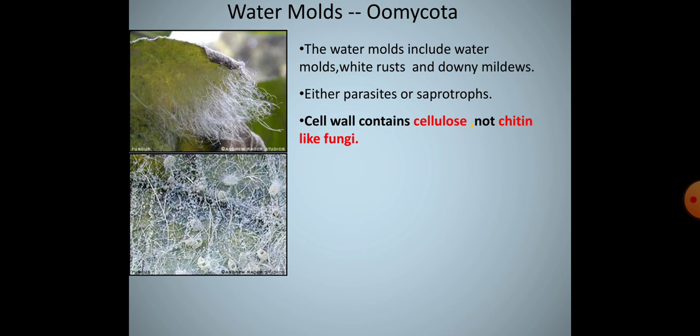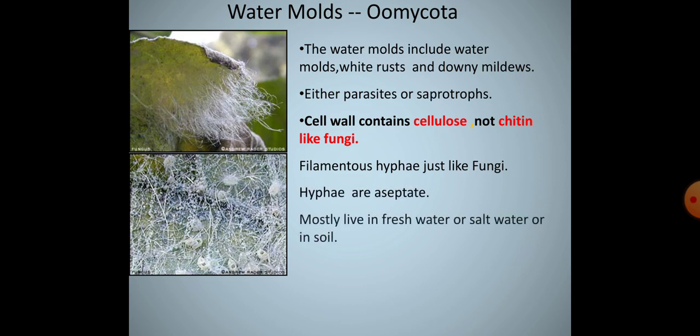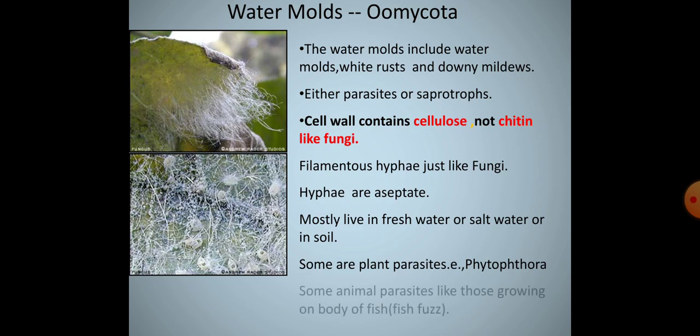Cell wall contains cellulose and not chitin, so they are unlike fungi in that respect, and the feature is like plants. Filamentous hyphae, just like fungi, are found. Hyphae are aseptate, and they mostly live in fresh water or salt water or in soil, so they are found in diverse types of habitats. Some are plant parasites, an example is Phytophthora.